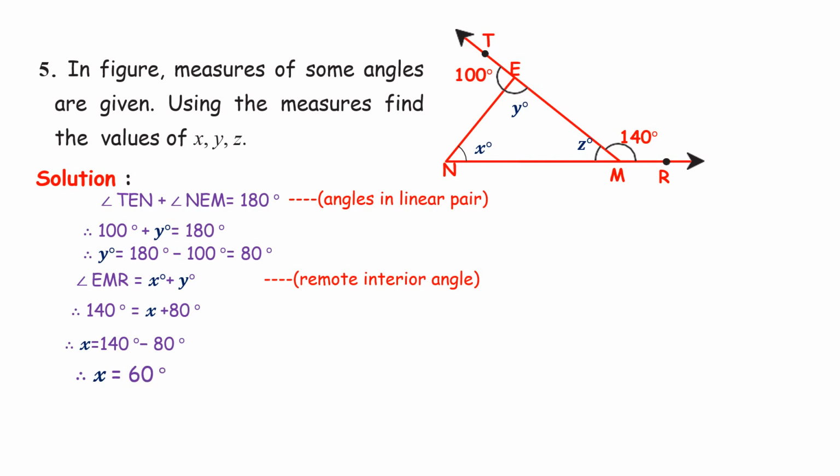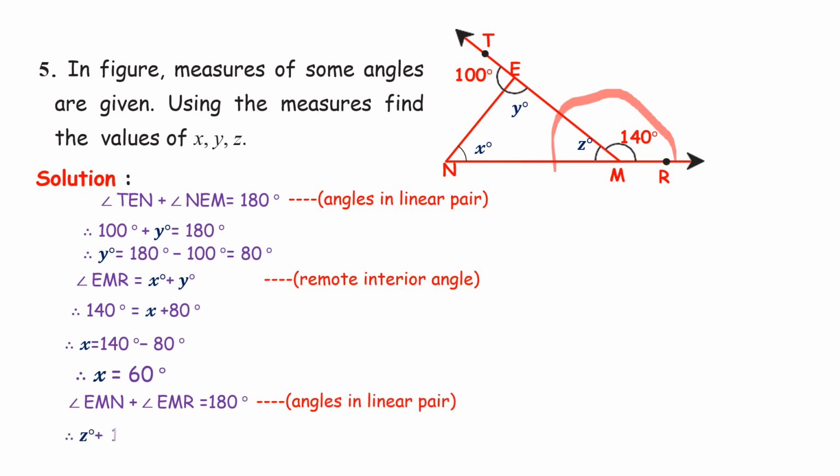Now, how to find out the value of z? From linear pair, z and 140. Angle EMN plus angle EMR is equal to 180, angles in linear pair. Angle z plus 140 is equal to 180 degree. Therefore, z is equal to 180 minus 140 is equal to 40 degree.